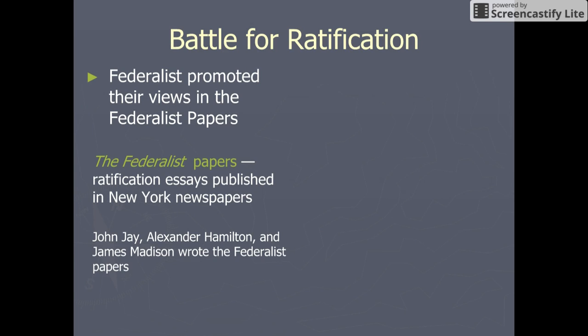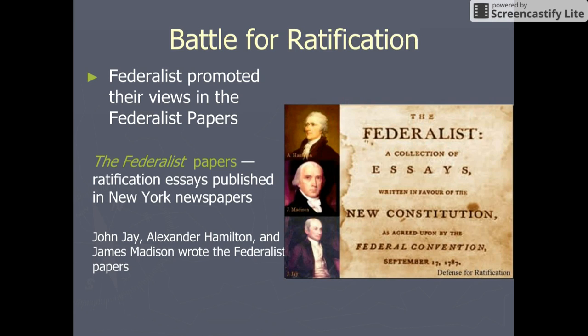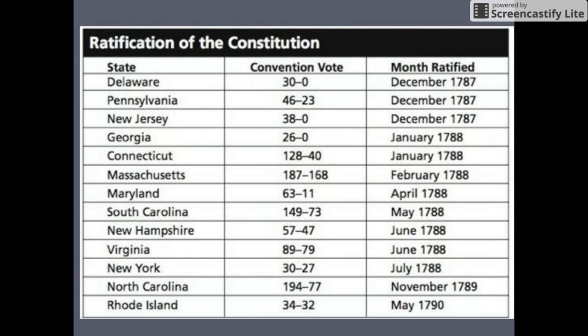So the battle for ratification. Federalists promoted their views in the Federalist Papers. John Jay, Alexander Hamilton and James Madison wrote a series of essays that they put in the New York newspapers, and these essays were called the Federalist Papers, to help convince people to support ratification of the Constitution. The Constitution only needed 9 of 13 states to ratify it.